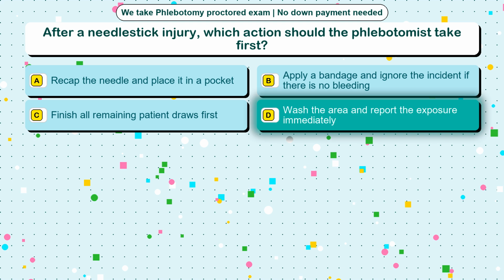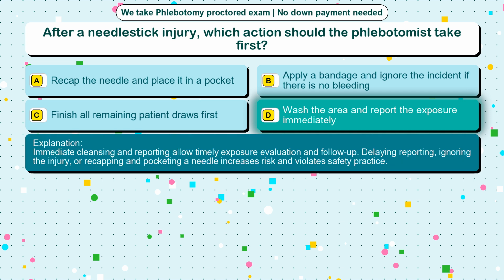The correct answer is option D. Wash the area and report the exposure immediately. Immediate cleansing and reporting allow timely exposure evaluation and follow-up. Delaying reporting, ignoring the injury, or recapping and pocketing a needle increases risk and violates safety practice.